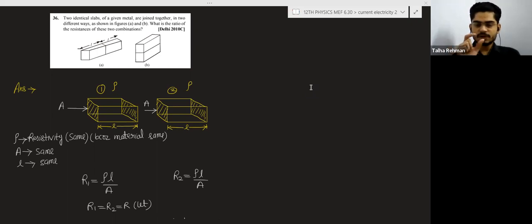Slab, here you will consider the slab as a resistance. And A is the area of cross section, L is the length, rho is the resistivity, and this formula we have discussed.